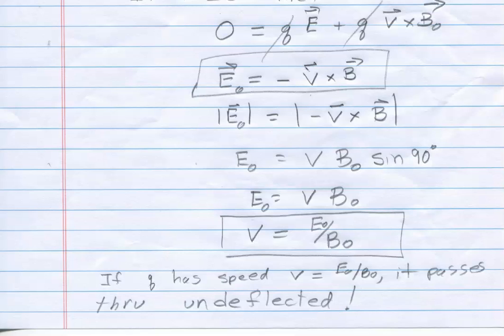And that's the speed of particles that it allows to pass straight through. All the others don't make it, and we've got a nice pure beam of particles all having exactly the same speed, and therefore all having exactly the same kinetic energy if they all have identical masses, which I'm assuming here as well.